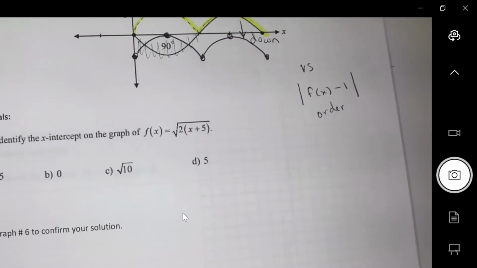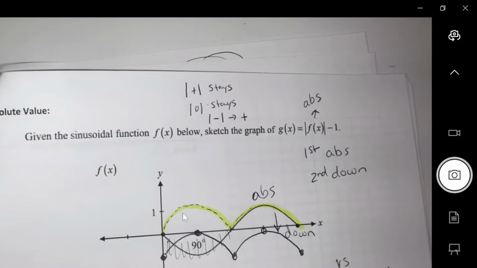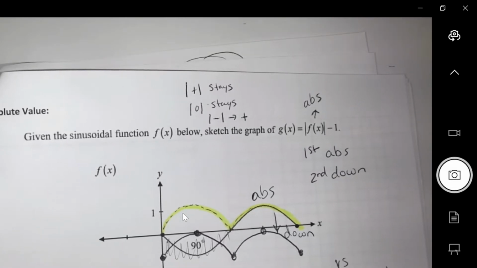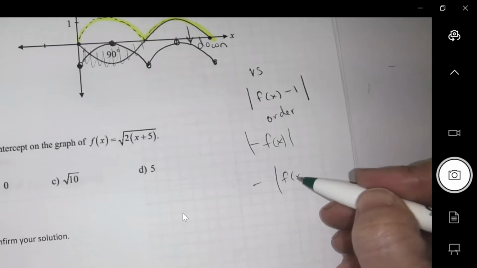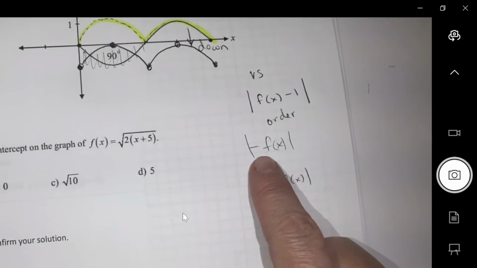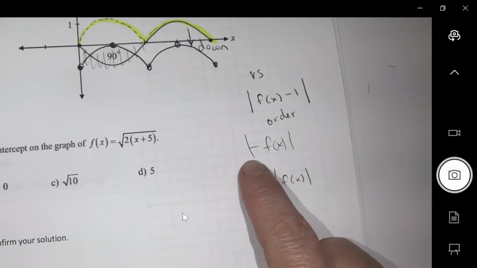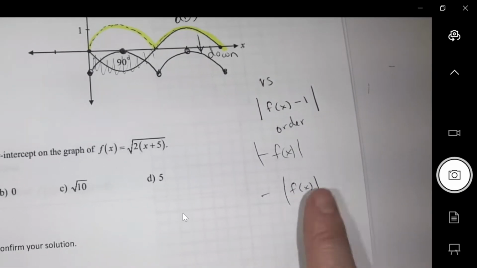Okay, radicals. Here's a good question. What if you have the negative f of x in the absolute? Would you attach something anymore? Would you put the negative in front of the x? Like that, or like that? No, inside the absolute. If you had this, you would reflect it and then absolute it. If you had this, you would absolute it and then reflect it.